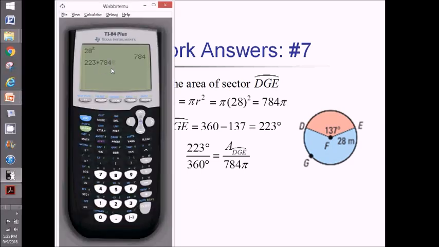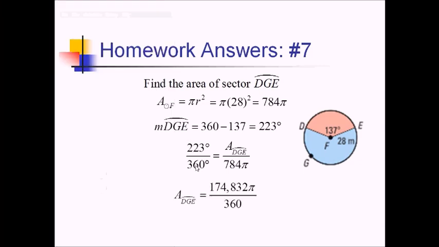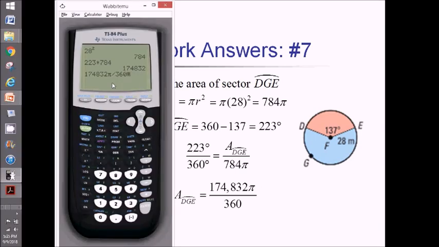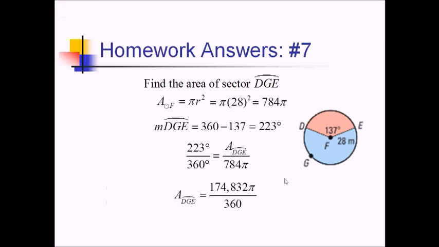223 times 784 comes out to this very large number, and we'll still have a pi after that. Let's divide that by 360 now. So I'm doing 174,832 pi divided by 360 on the calculator. Comes out to 1,525.70 if you round off, and that's going to be square meters.